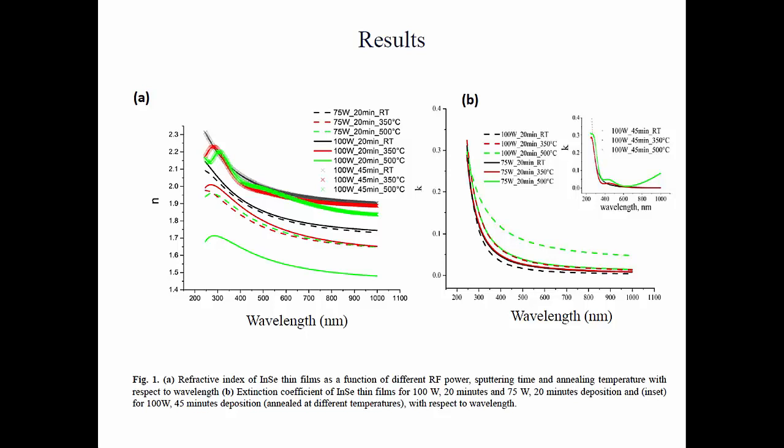So, first we characterized those thin films with the help of a UV-vis NIR spectrometer. From the UV-vis NIR spectrometer, we have got the n and k values of those different thin films, and we can see that absorption in the wavelength range of 300 to 1000 nanometers is good.